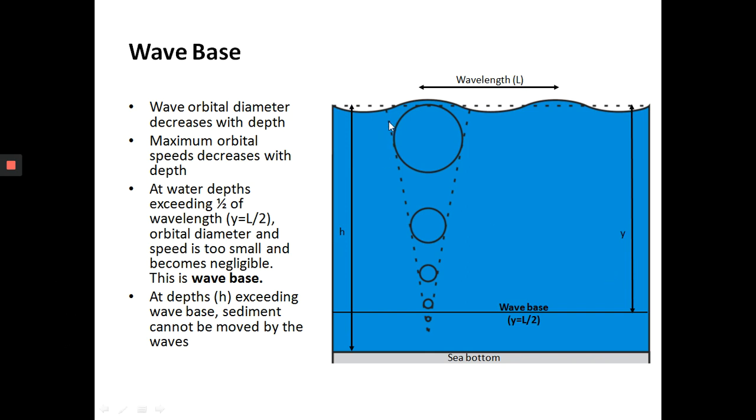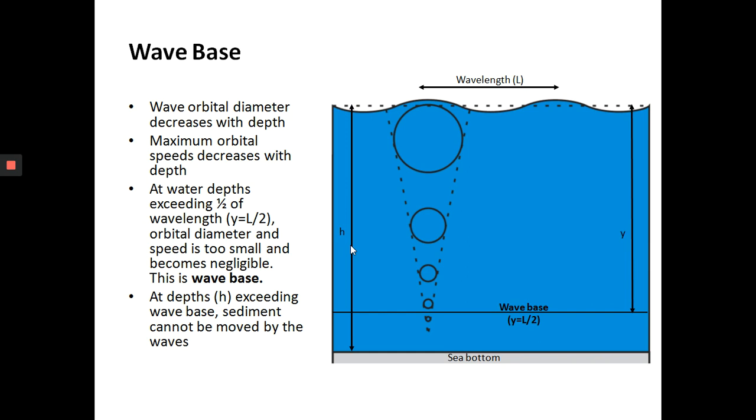Okay, so you have wave orbitals, circular pathways of water molecules moving in the water as waves pass through it, right? Now, you actually have lots of circular pathways in the body of water. As you go deeper and deeper, you have lots of cells of wave orbitals. So water is moving, it's not just at the surface. And once you go deeper and deeper, you still get the effects of waves.